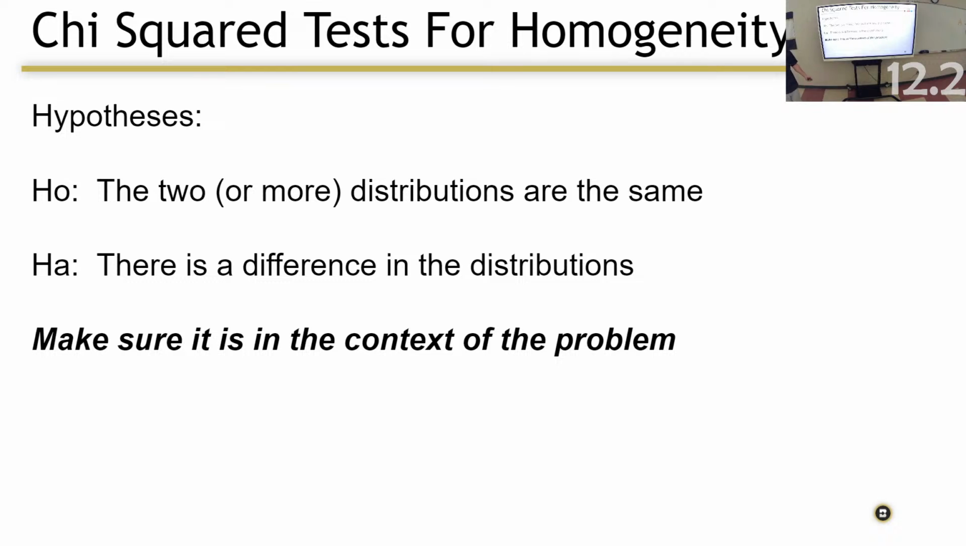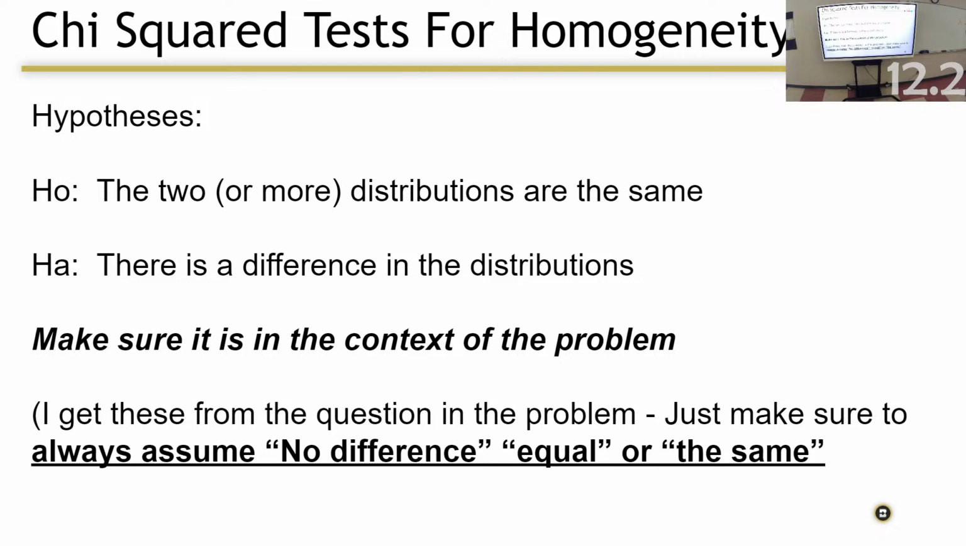We'll hit several examples of these today just to make sure you follow how I would do that, okay? I always get this from the question and the problem. We'll read along the question of the problem and make my H0 and my Ha from that. We just have to assume this part of it: no difference, they're the same, they're equal, and that there are different, or that they're not the same, or that they're not equal. No difference, equal, the same, and so on.